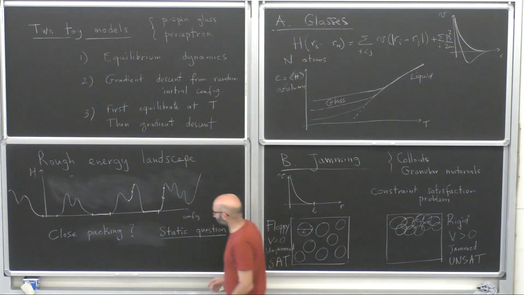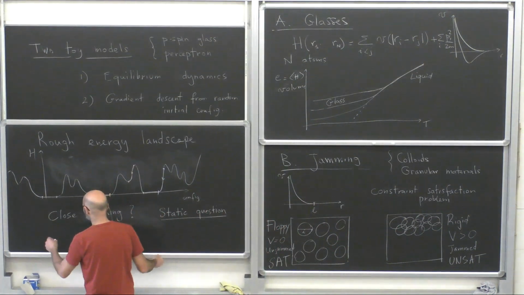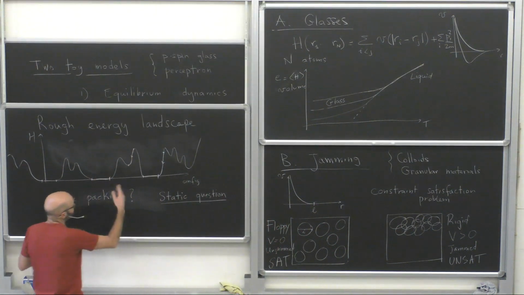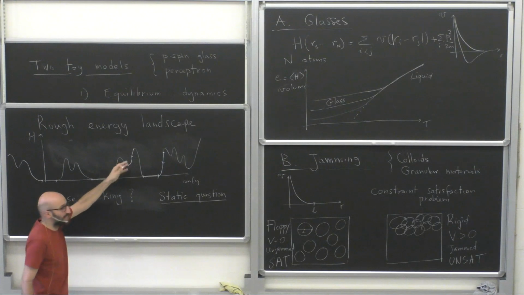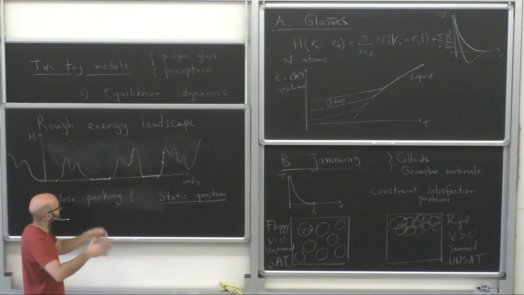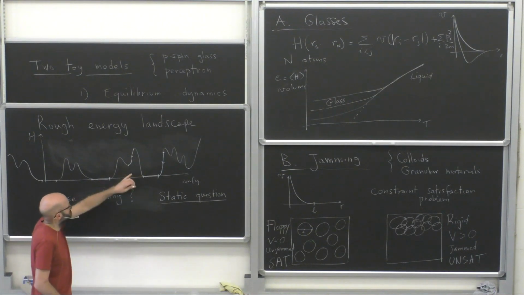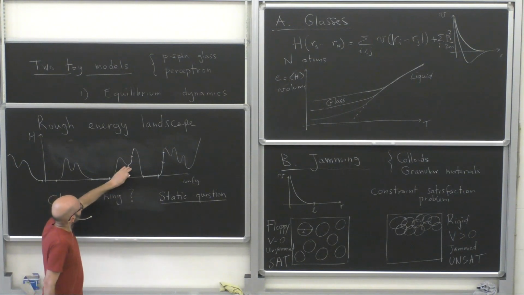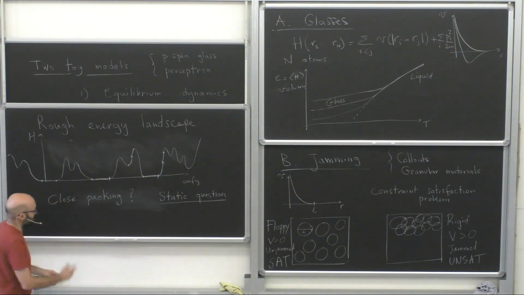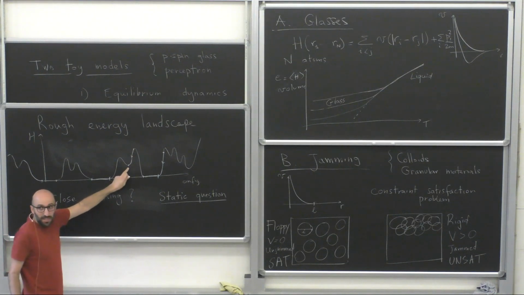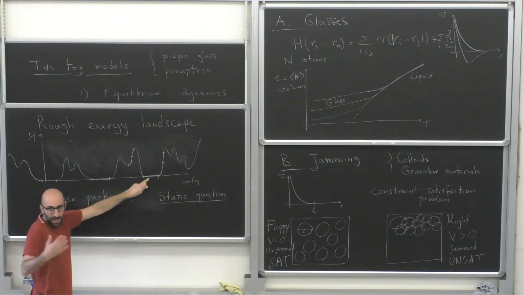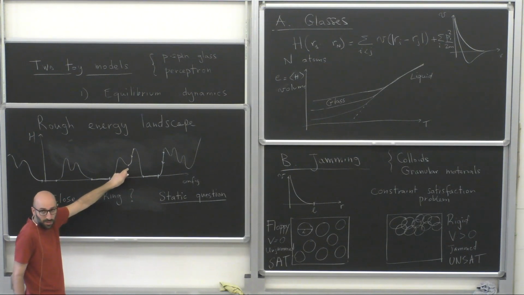So the question is, if I repeat this many times and I do a histogram, and I take the average energy, or the typical energy, whatever, do I see a phase transition when I increase density between a situation where I typically get the packing, if I repeat this many times, and the situation where I typically do not?